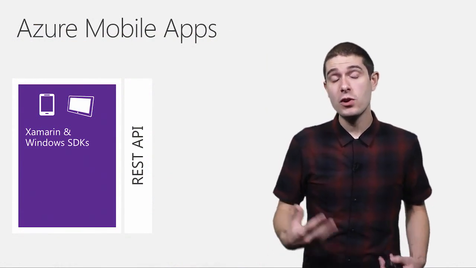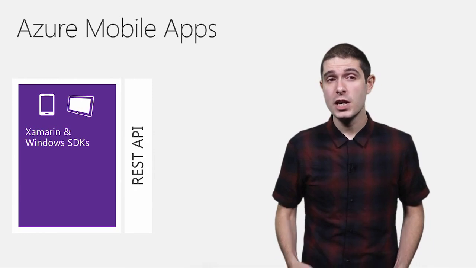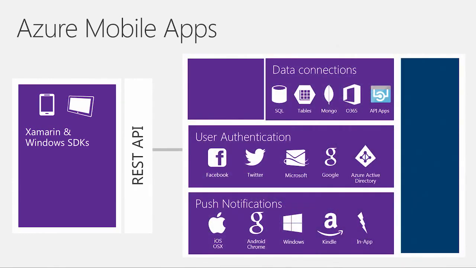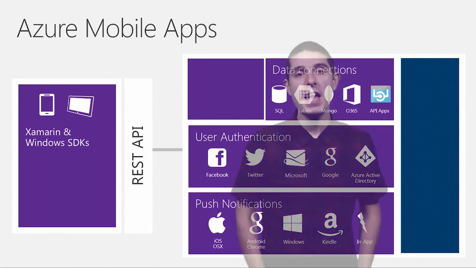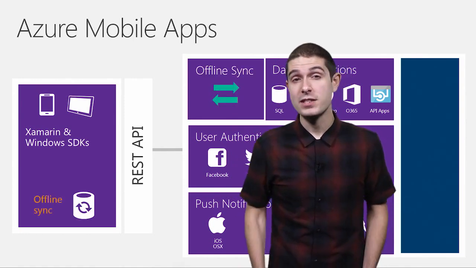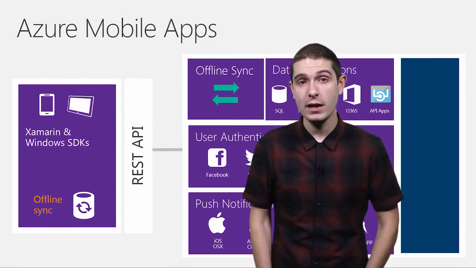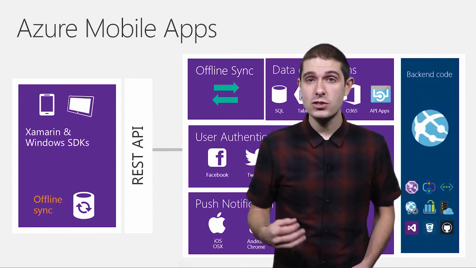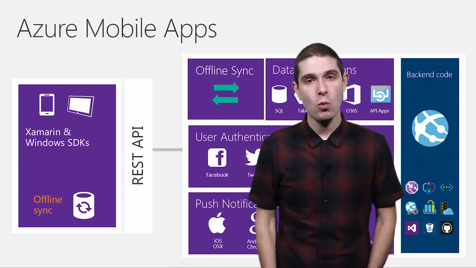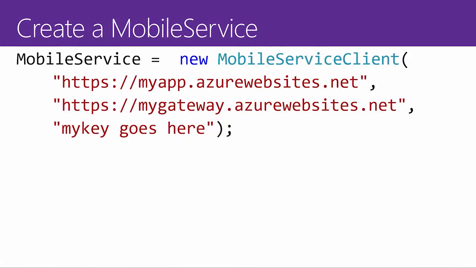On the one side, you have your iOS, Android, and Windows applications, and you install the Xamarin and Windows SDKs. This gives you a nice REST API that's exposed to access things like any of your SQL databases, user authentication with Facebook, Google, or Azure Active Directory, and push notifications. And the great part here with Azure Mobile Apps is you get full online and offline synchronization, handled for you automatically. And then you have full access to your own custom backend code, so you can customize and modify anything that you want. And it's super simple to get started.